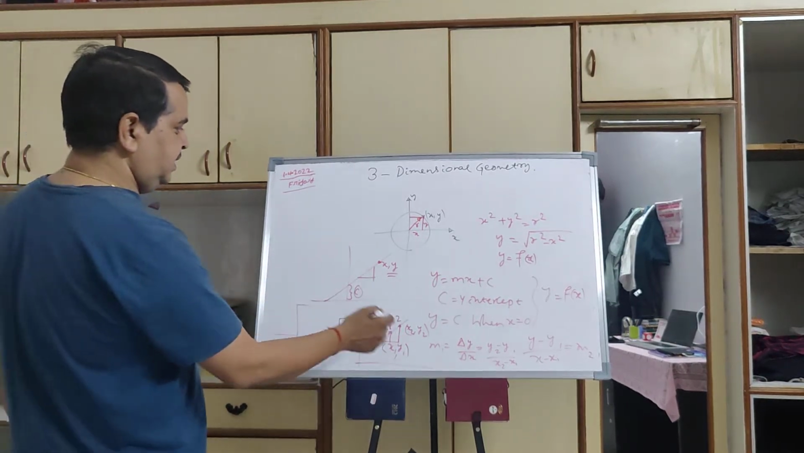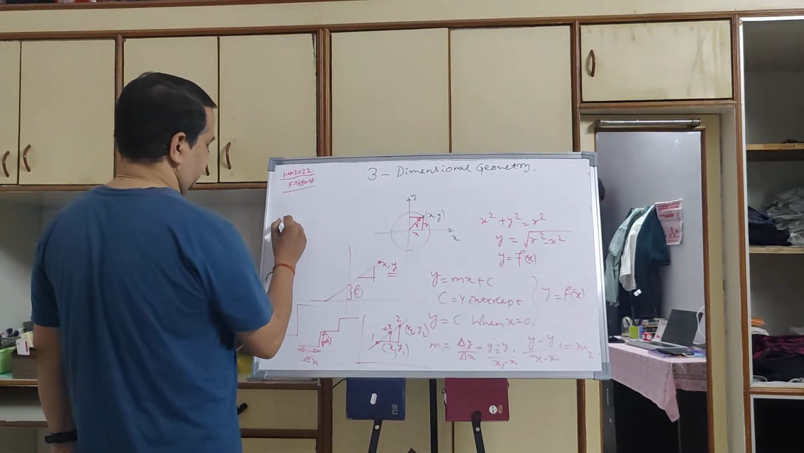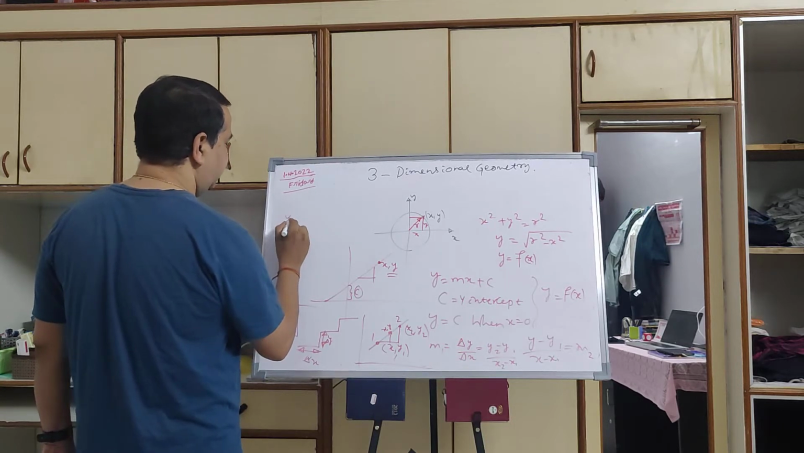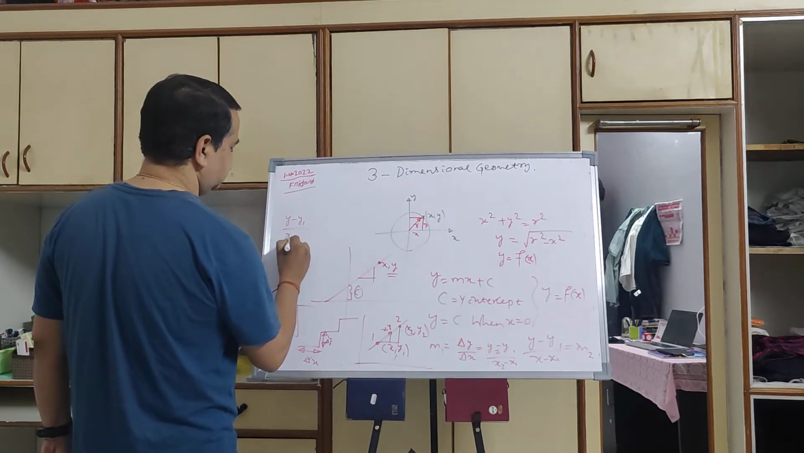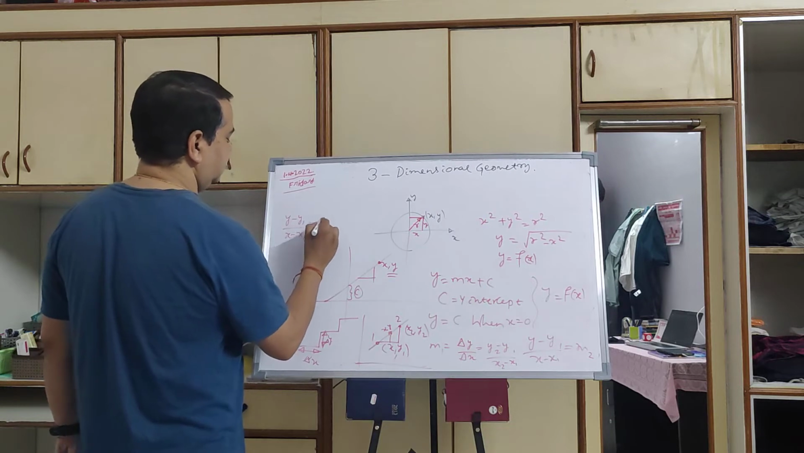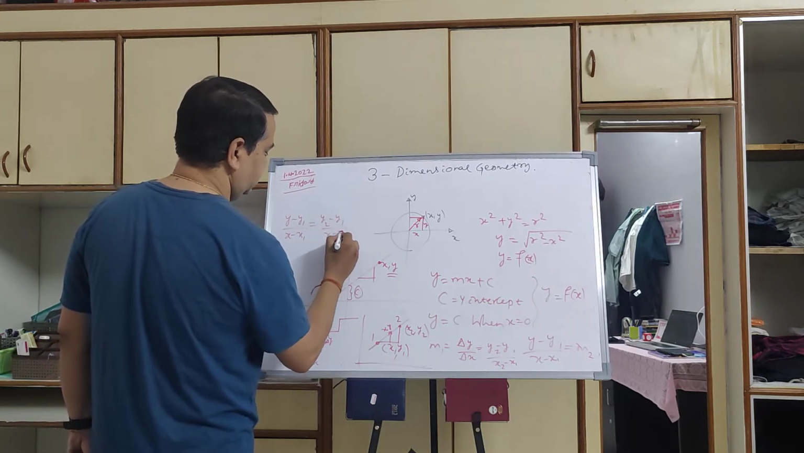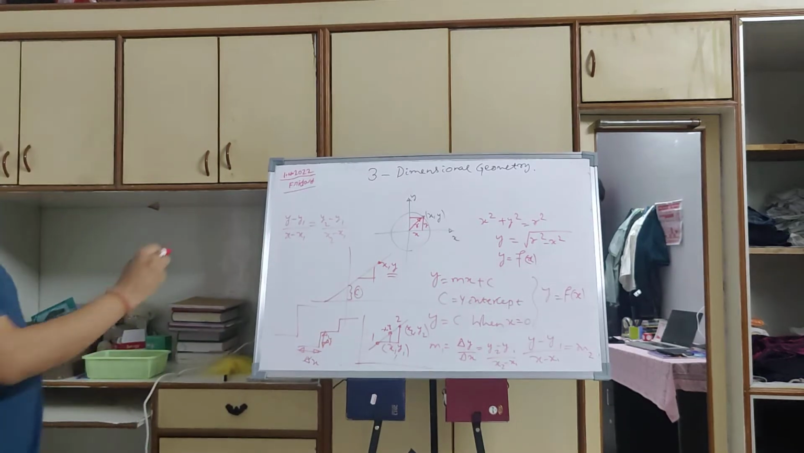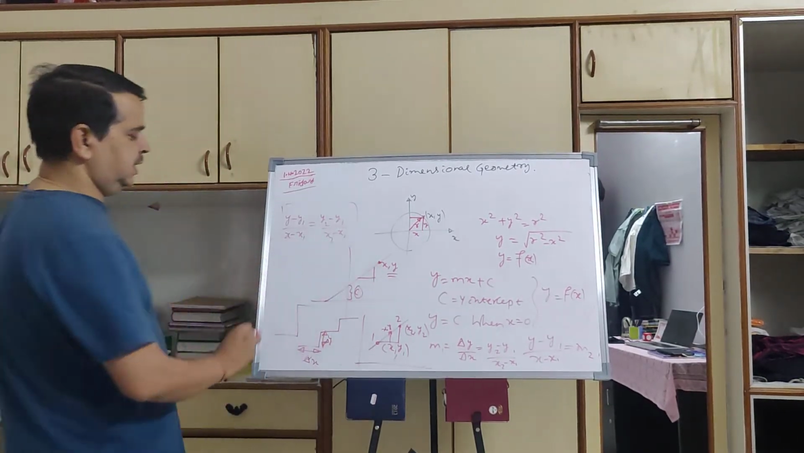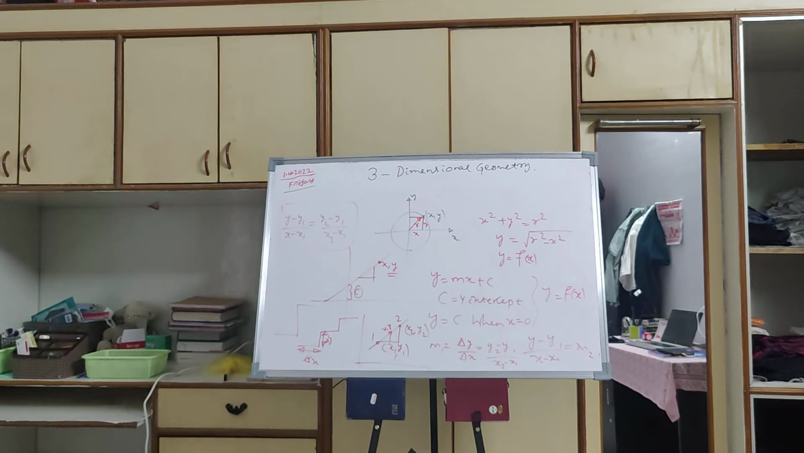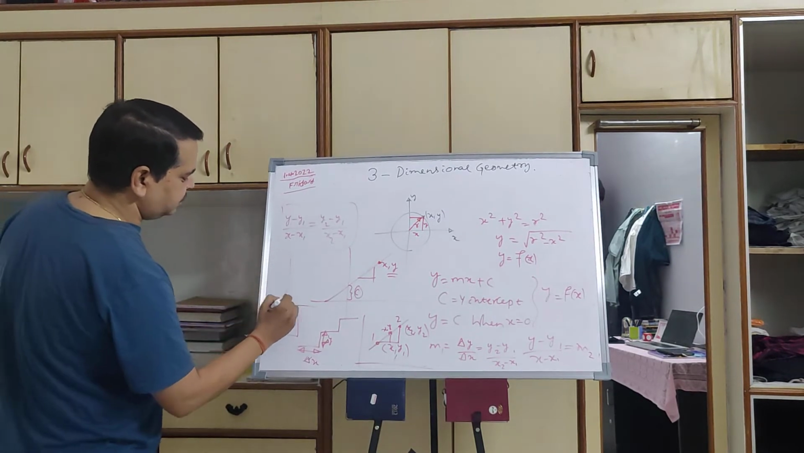So the equation of this line will become y minus y1 divided by x minus x1 is equal to y2 minus y1 divided by x2 minus x1. So this is another form of the equation of a straight line. And then another form of the equation of a straight line is this.